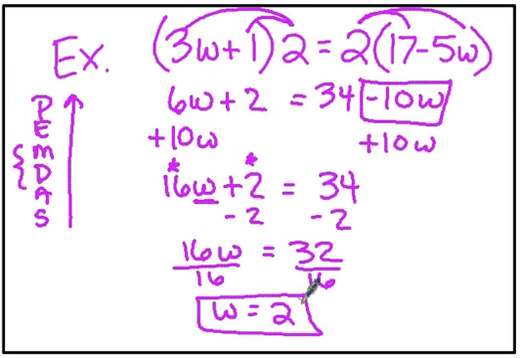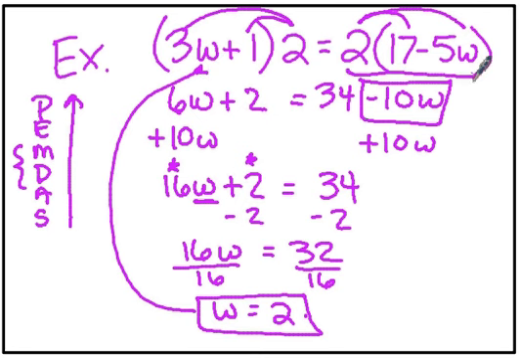And then what I would like for you to get in the habit of doing is taking the 2 and plugging it back into the original. If we get 3 times 2, we get 6, plus 1 is 7. 7 times 2 is 14. So this other side should also equal 14 when you plug that 2 in. So you get 5 times 2 is 10. 17 minus 10 is 7. 7 times 2 is 14. And so both sides did equal 14 when you plugged it in. So the answer is correct.